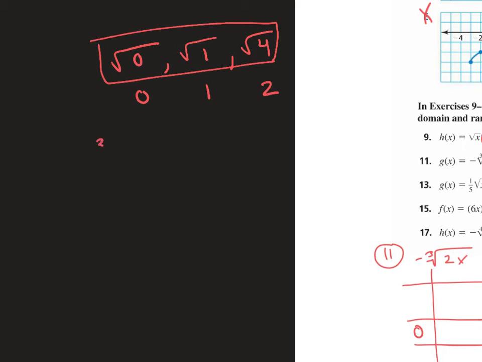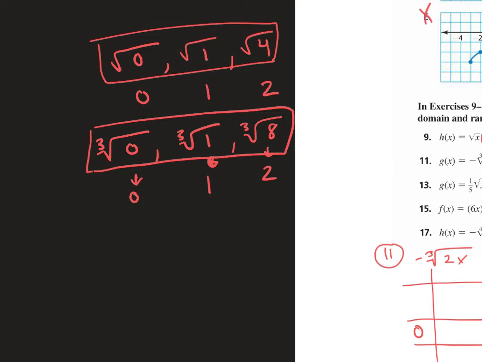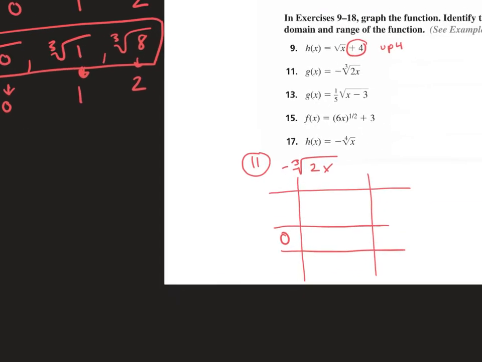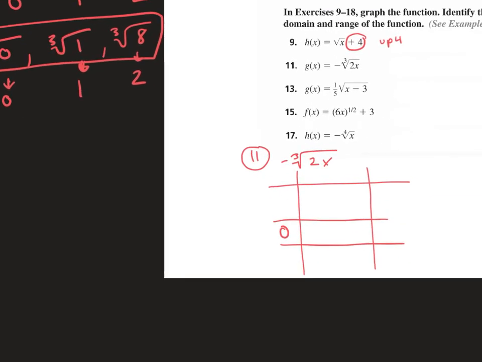When you have the cubed root, some nice ones to have are 0, the cubed root of 1, and the cubed root of 8, because this will give us 0, 1, and 2. So if you want to plug in numbers to give you these numbers under the square root, these are good places to start. So if we plug in 0, we get 0 under the square root, which we like.